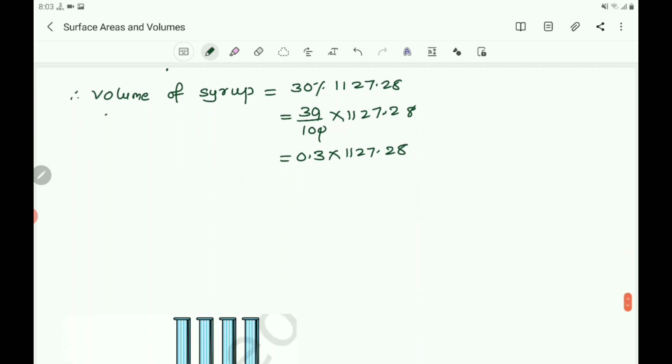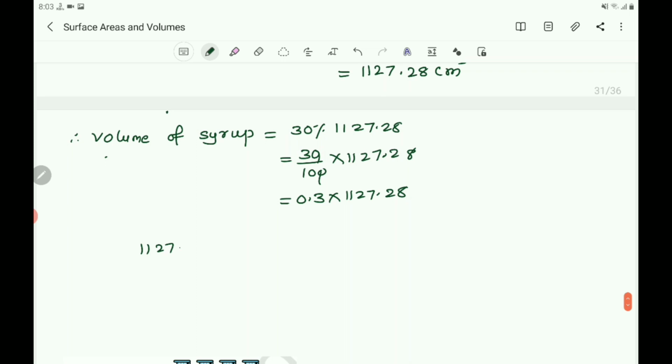1127.28. Then you multiply 1127.28 into 3. So you take the decimal point afterwards. 8 3s are 24, and 3 2s are 6 plus 2, 8. 7 3s are 21. 2 carry. 2 3s are 6 plus 2, 8, and 11 3s are 33. Then here 1127.28, this is also 0.3. Then you must put the point here.